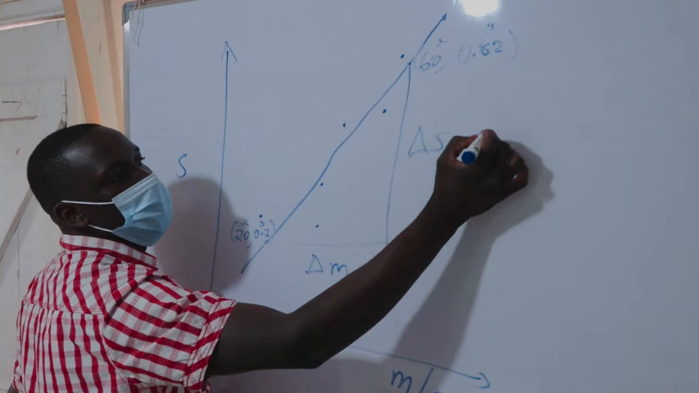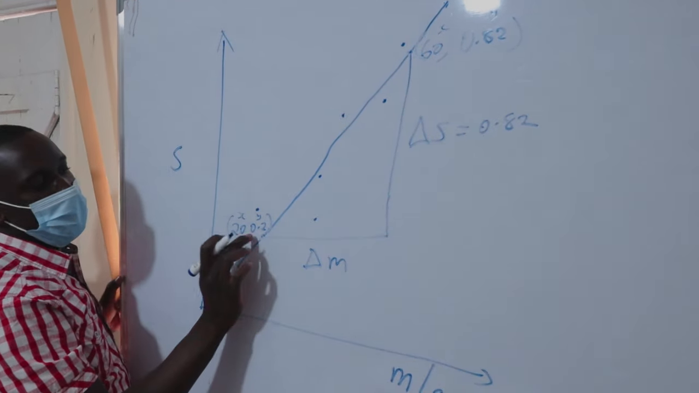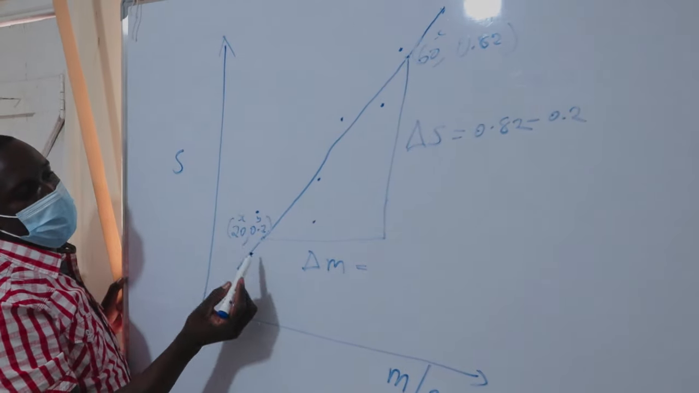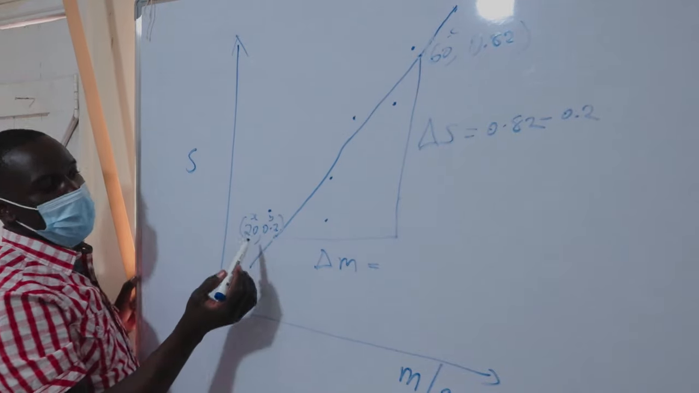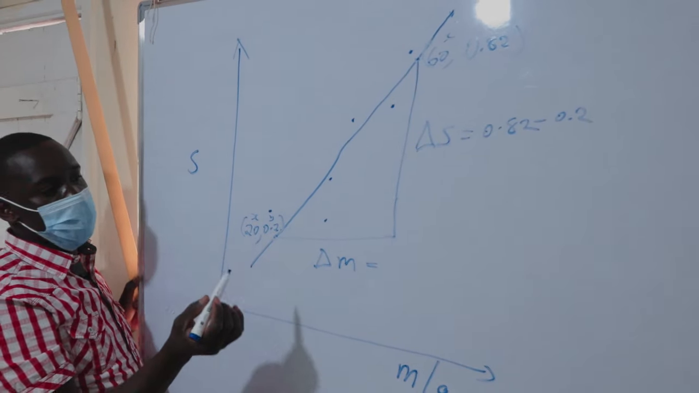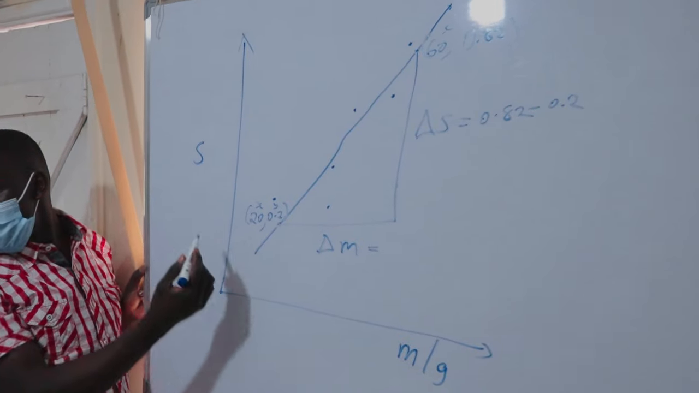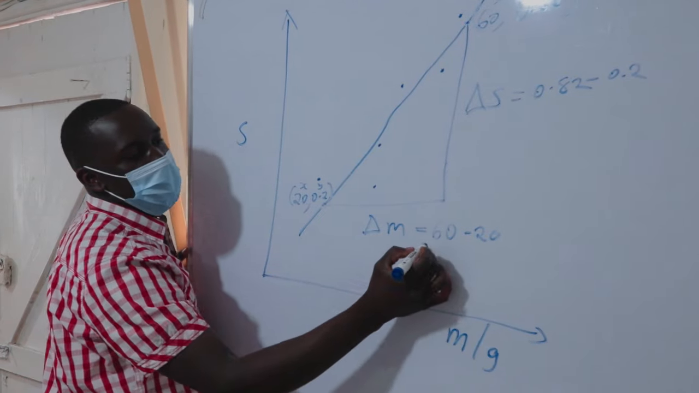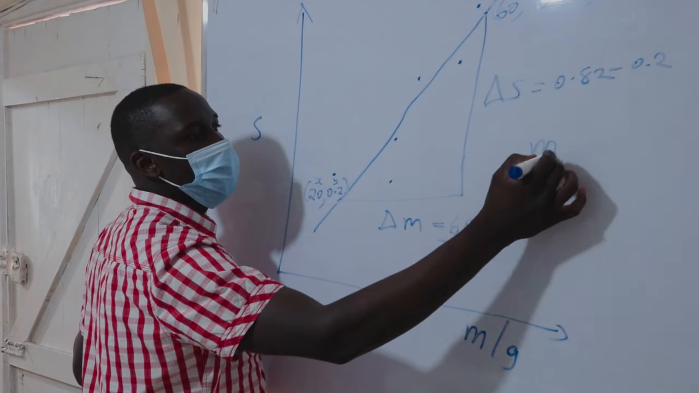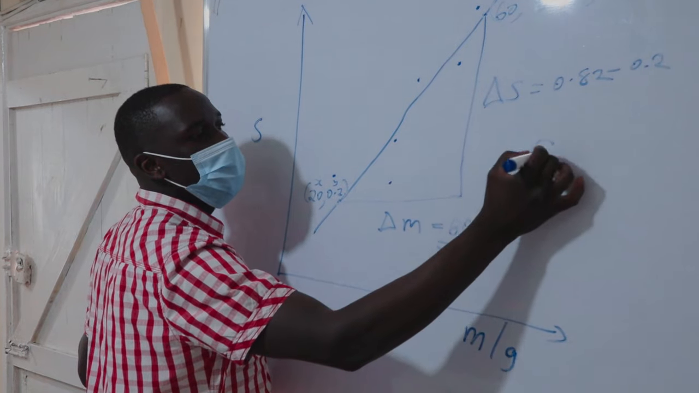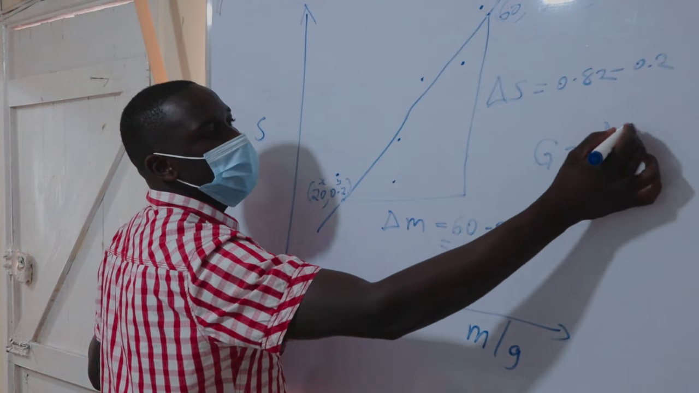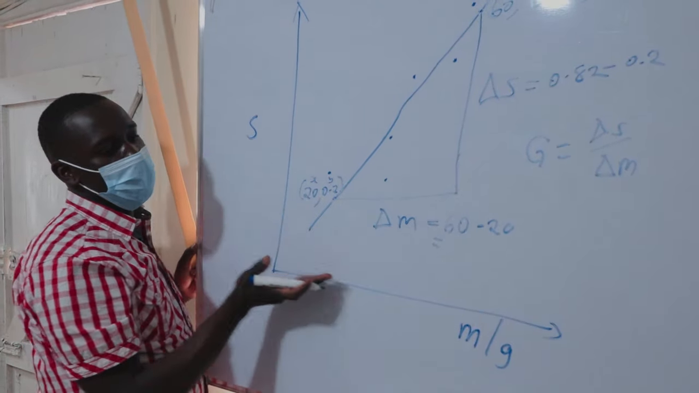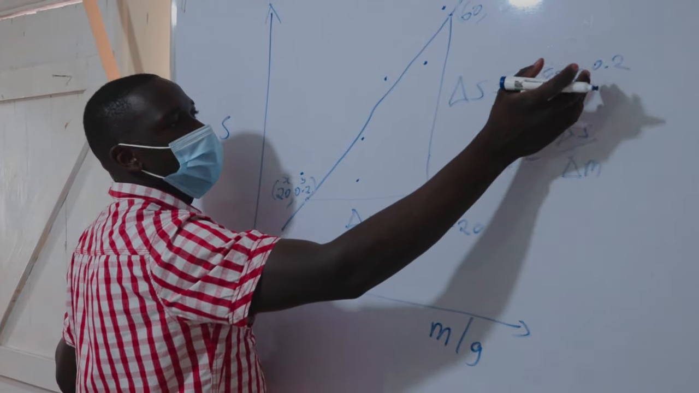Change in S will be 0.82 minus 0.2. Change in M is going to be 60 minus 20. Right, Bernard? 60 minus 20, right? And after getting that, you know that the gradient of the graph, given by G, is given by change in S over change in M, or change in Y over change in X. So for that value, just take the value that you got here.